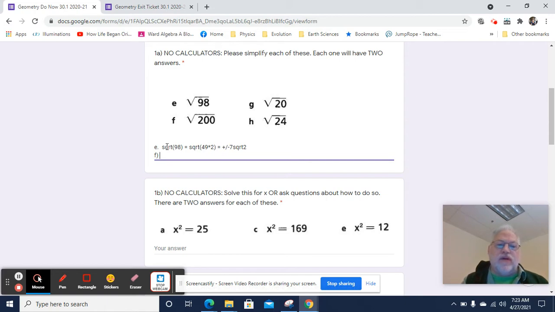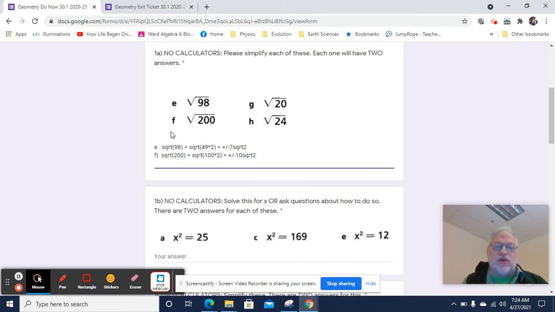For F, we've got 200 in there. So we've got the square root of 200, and we can break 200 into 2 times 100. So that's the square root of 100 times 2, and we can pull the square root of 100 out of there. So it'll be plus or minus 10 square root of 2.